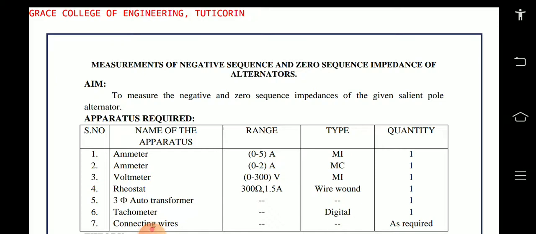Now I am going to teach about an experiment from the electrical machines laboratory, that is the measurement of negative and zero sequence impedance of an alternator. The ultimate aim of this experiment is to measure the negative and zero sequence impedance for our given alternator.